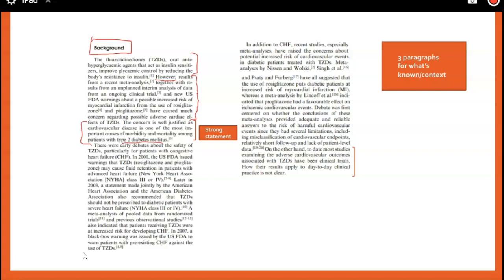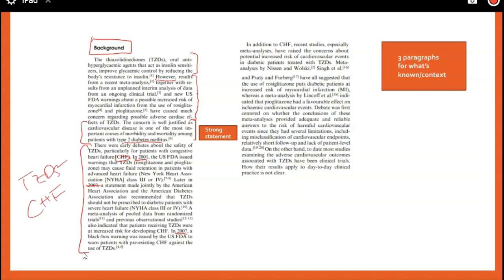Okay? And then the second paragraph provides more evidence in a chronological fashion about debates about the safety of TZDs, right? This is not a new issue. Again, this is what we know. In 2001, there was a study. Then in 2003, and people published something about it in 2007. So this goes very chronologically, showing that TZDs have raised some concerns among the scientific community, among the medical community, particularly around congestive heart failure. So this part is about the relationship of TZDs with congestive heart failure in chronological order.